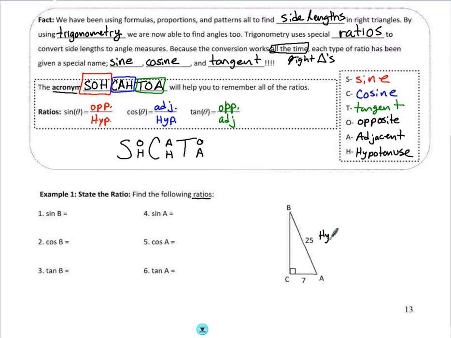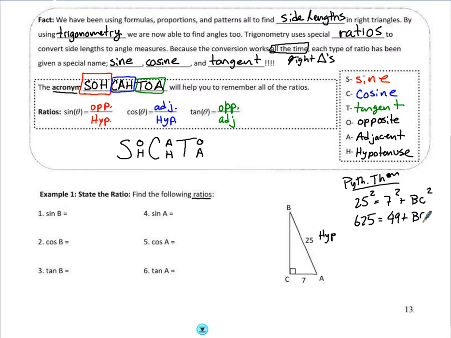The side that's next to the right angle here depends on which angle I'm standing at. So we need to find all three sides to find our ratios. If you have two sides and you need the third, you're going to use the Pythagorean theorem to find the missing piece. So hypotenuse squared is equal to the leg squared plus the unknown leg squared. 25 squared is 625. 7 squared is 49.